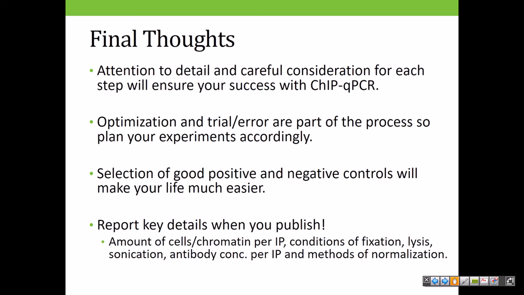I can't tell you how many papers I've read where they left out some very key details. So include the amount of cells and chromatin per IP, include conditions of fixation, lysis, sonication, concentration of antibody, where you got the antibody, and of course, methods of normalization. That is often left out as well.